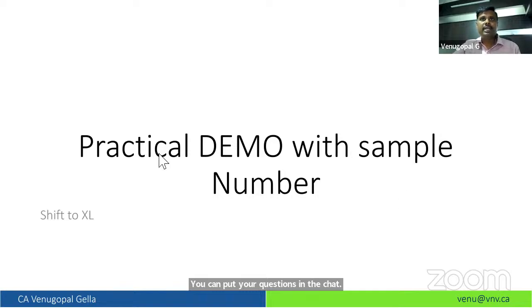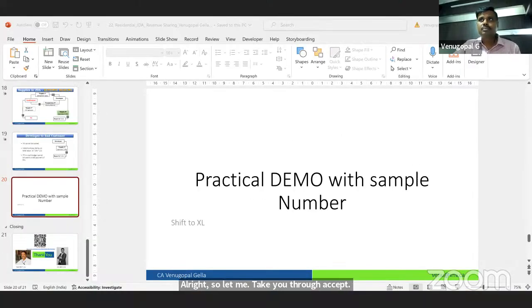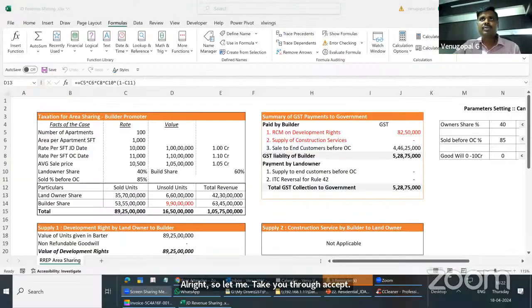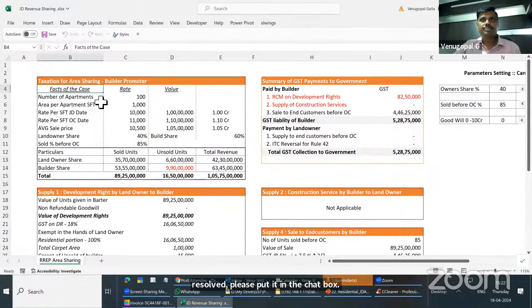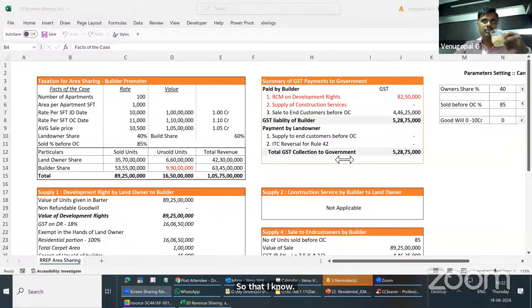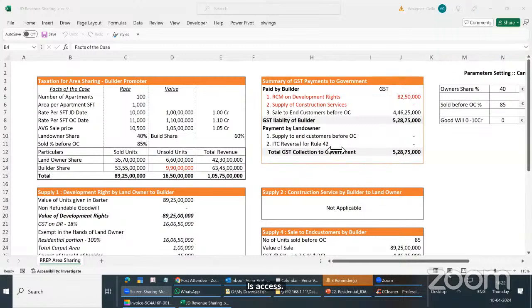All right. So let me take you through Excel. Hope my Excel is visible to everyone. If my Excel screen is visible, please put it as yes in the chat box so that I know that it's visible. Is the Excel screen visible to everyone? Yes, sir, it is visible.